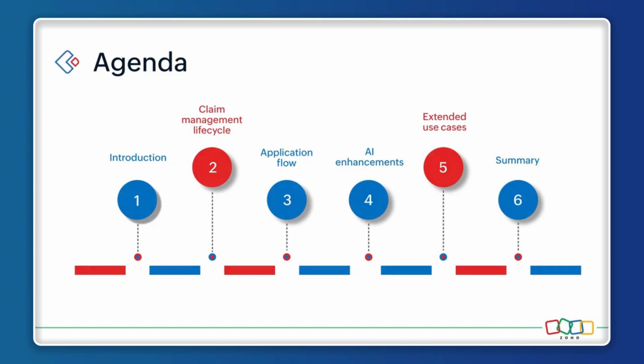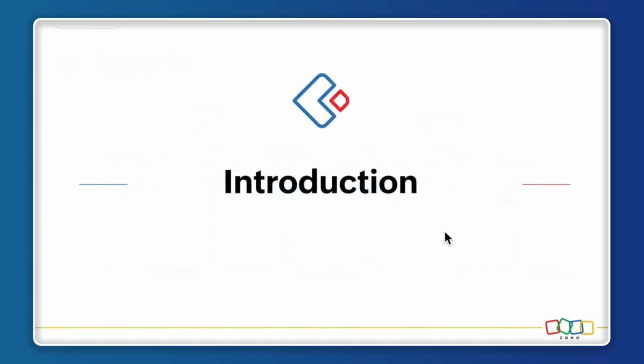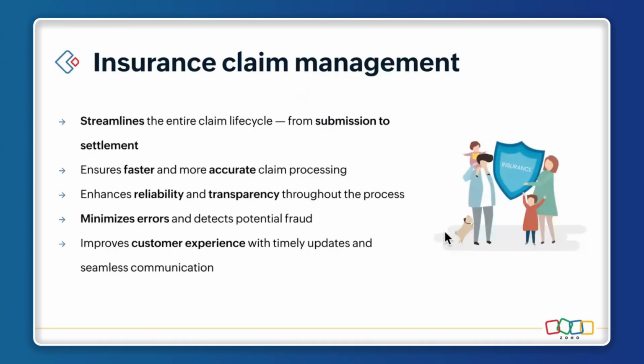Now let's start with the introduction. Insurance claim management: from the claim submission by the policyholders or the customers to the claim settlement, all the process that happens between these two points has to be streamlined. That is called the life cycle of insurance claim management.